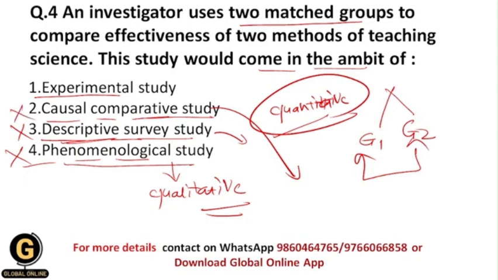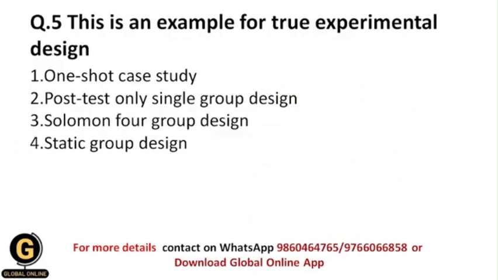So the correct answer for this is experimental study, because here I want to see the effectiveness of two methods of teaching science, and for that I am going to use two matched groups. So for each and every group I am going to assign different participants, and I am going to treat them based upon the two methods of teaching science, and then after that I can see the effectiveness. Okay, and that's why I should have control over the variables, which I can do by using the experimental study.